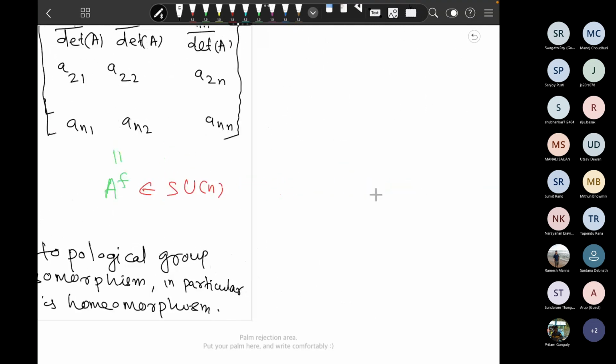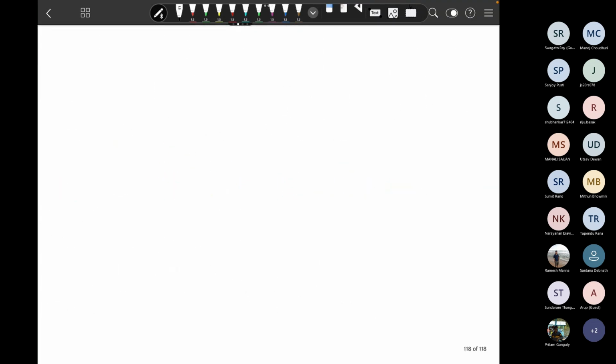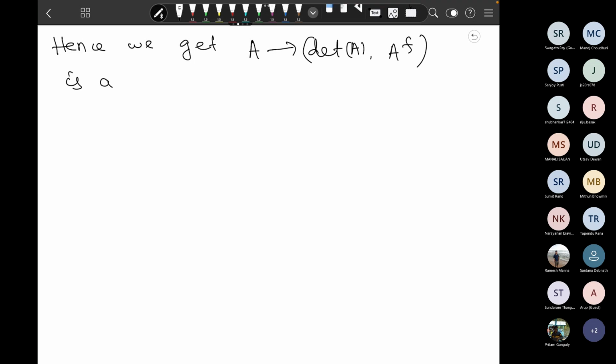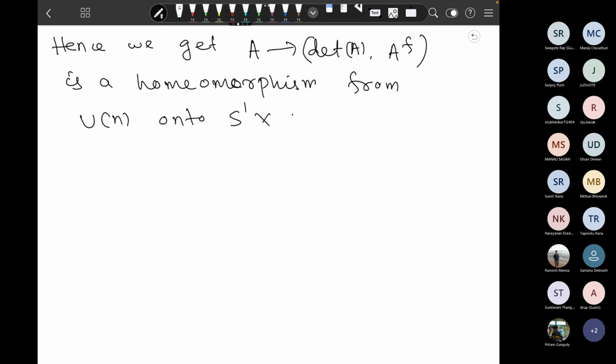Hence we get that A going to determinant of A is a homeomorphism from UN onto S1 cross SUN. So UN is homeomorphic to S1 cross SUN. This is a homeomorphism.